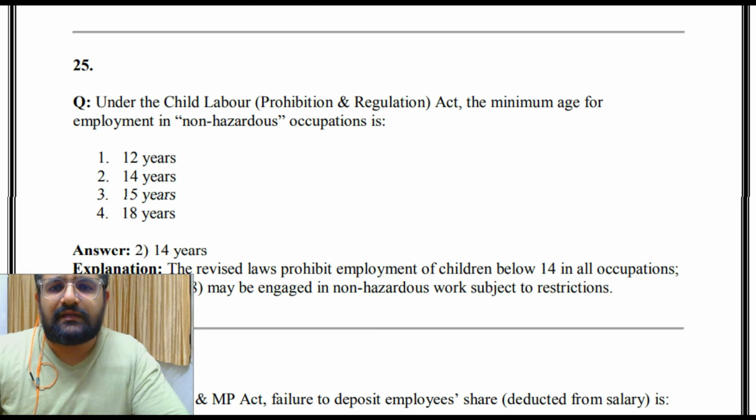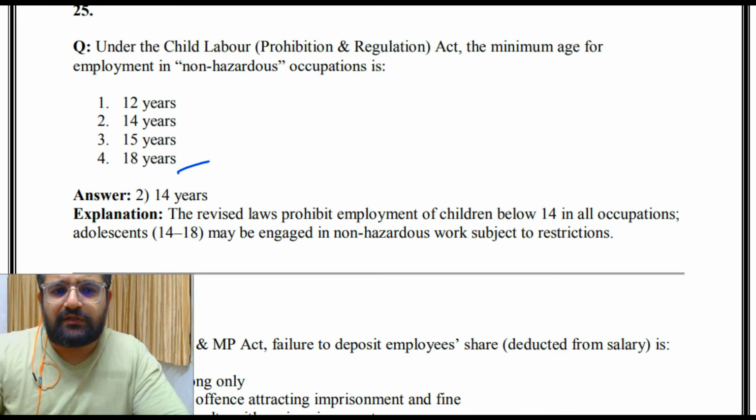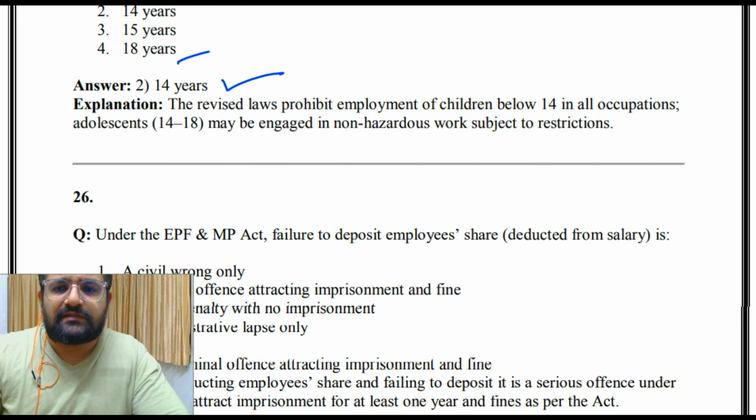Under the Child Labour Act, the minimum age for employment in non-hazardous occupation is 12 years, 14 years, 15 years, or 18 years. So the answer is 2, 14 years. The revised laws prohibit employment of child below 14 in all occupations. Adolescents 14 to 18 may be engaged in non-hazardous work subject to restrictions.